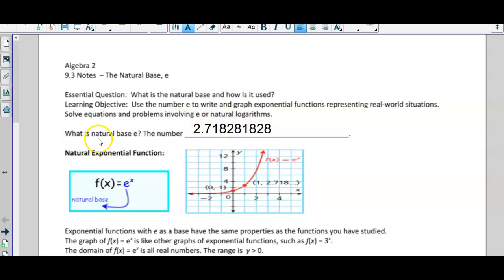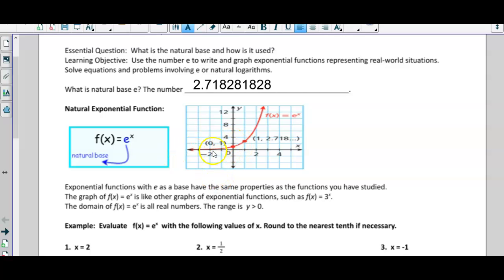So what is the natural base e? This number right here, this decimal, is e. If you put in your calculator e to the first, this is the number you get. This is called your natural base. This is its graph.